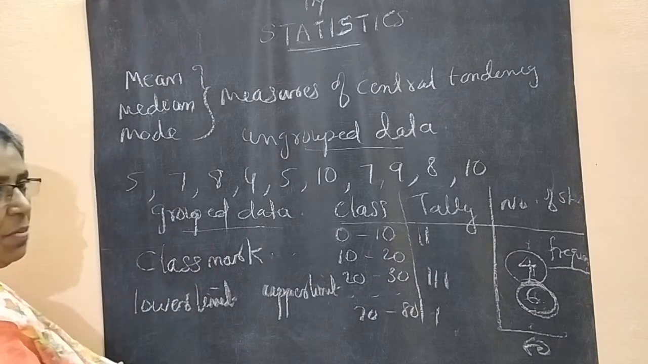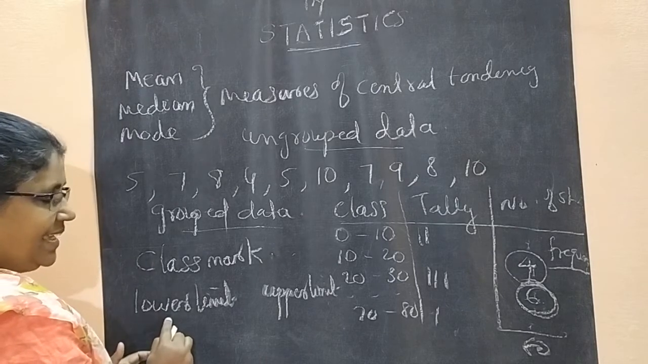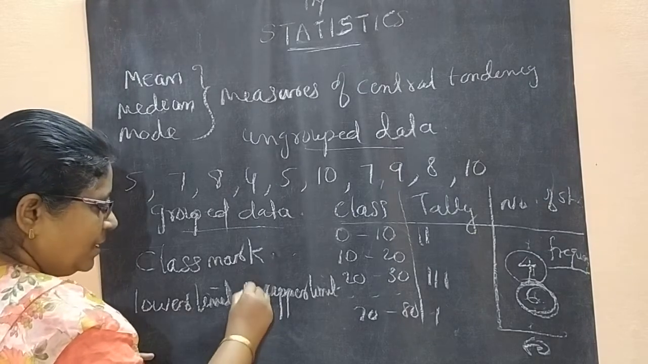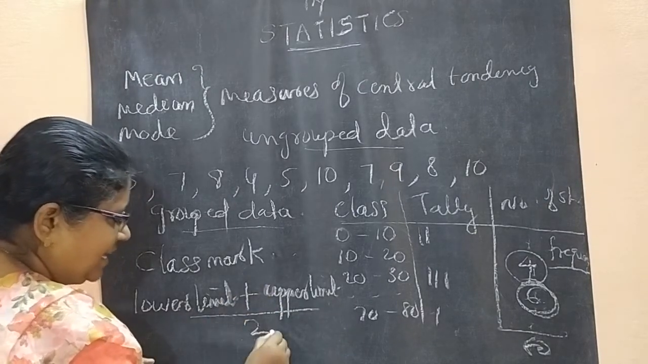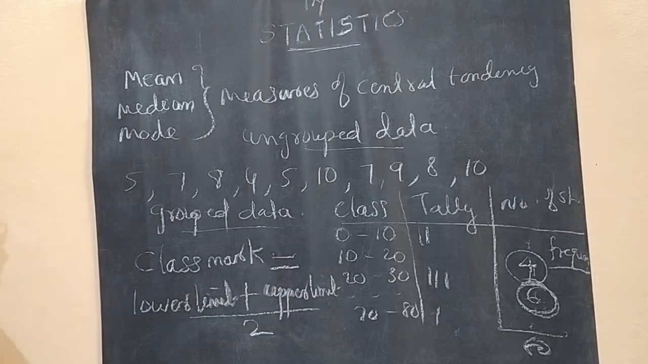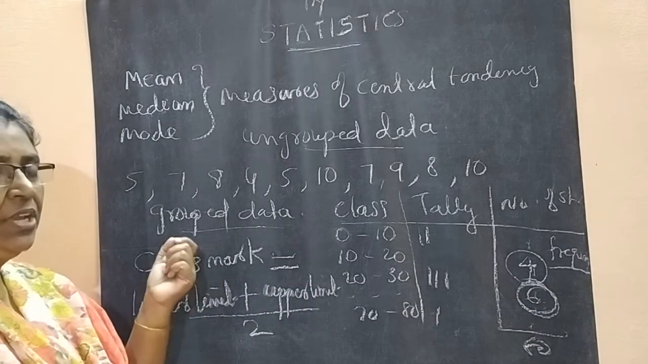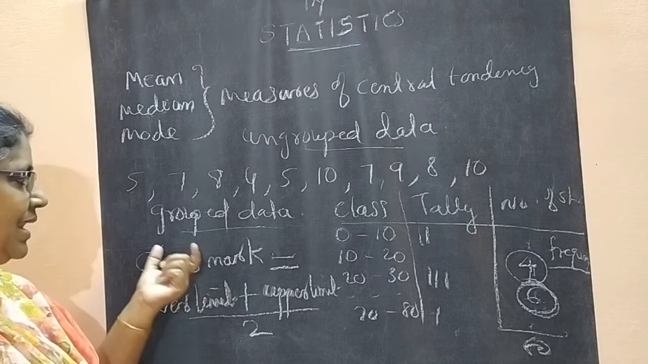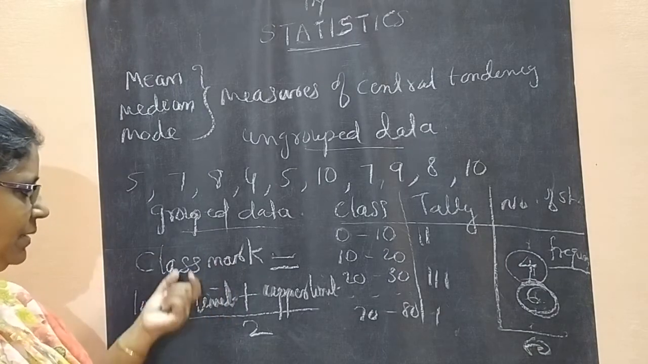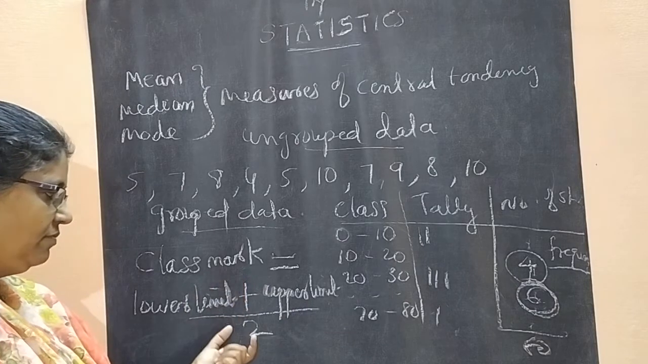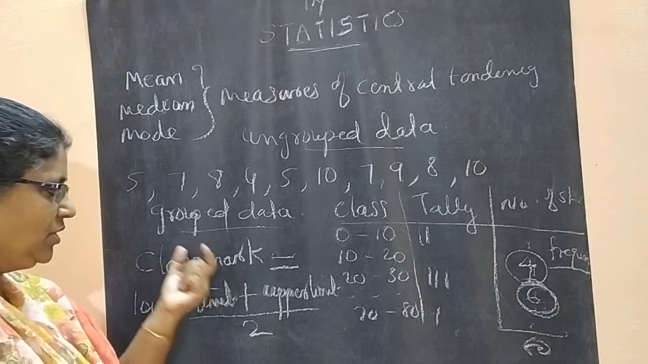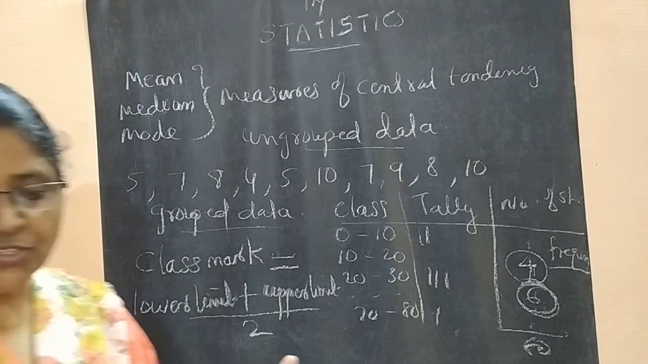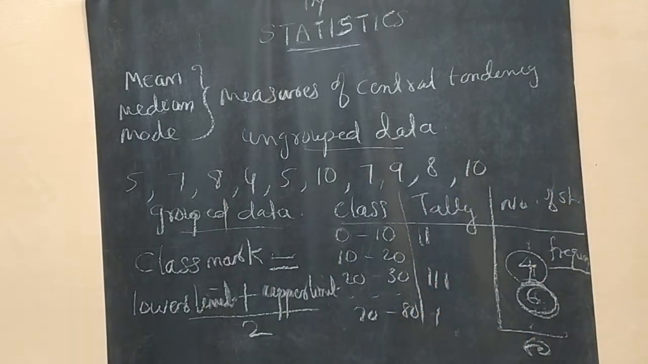For getting the class mark, the method is to take the average of lower limit and upper limit. So, what is class mark? It is the midpoint of a particular class. And the definition is class mark is equal to lower limit plus upper limit divided by 2. So all these definitions you have to study for doing the problems.